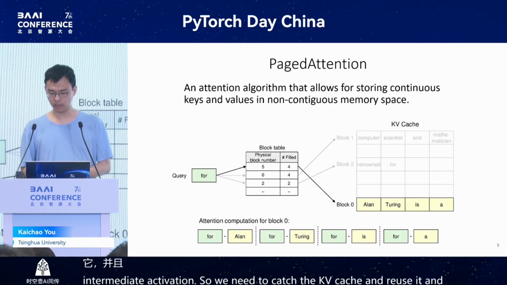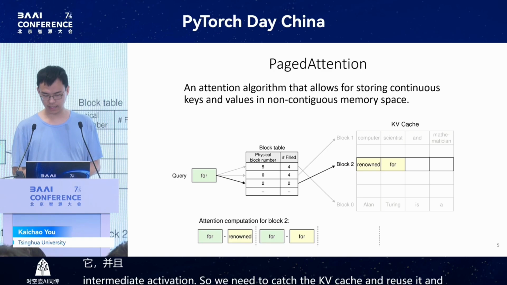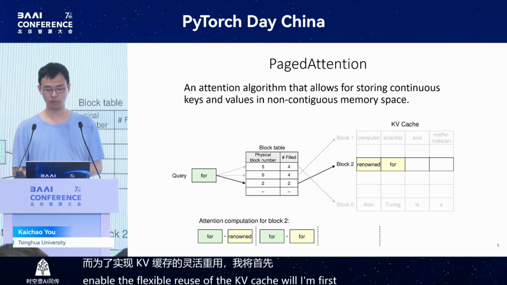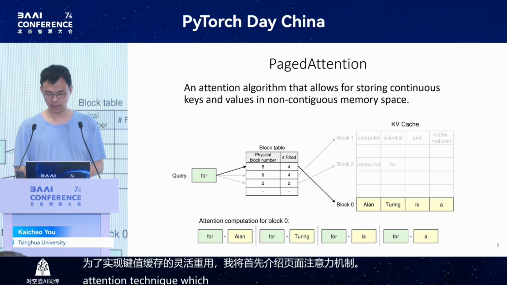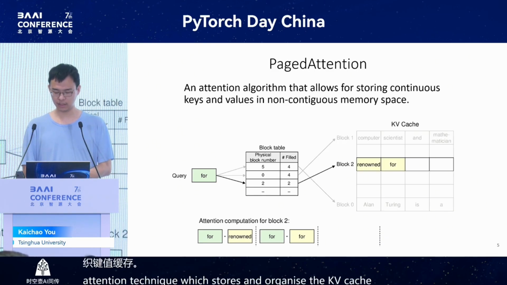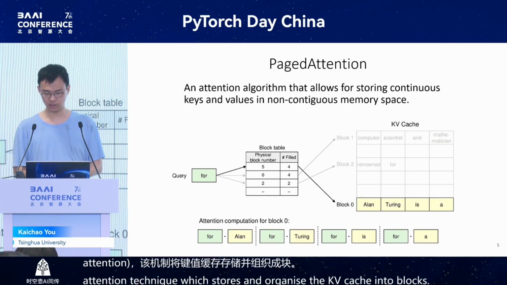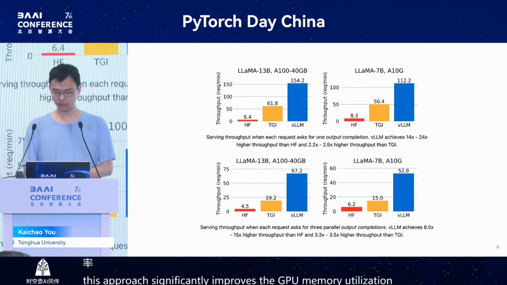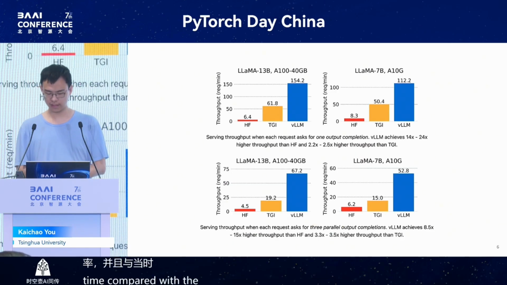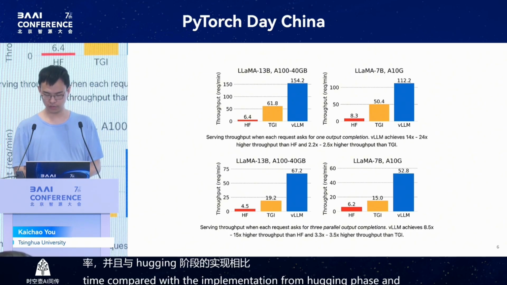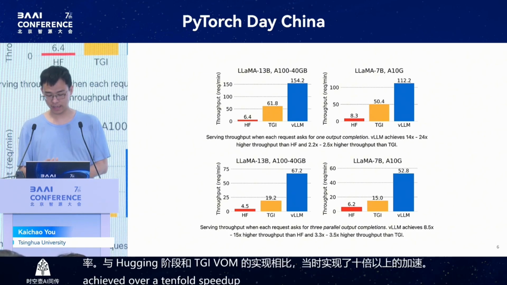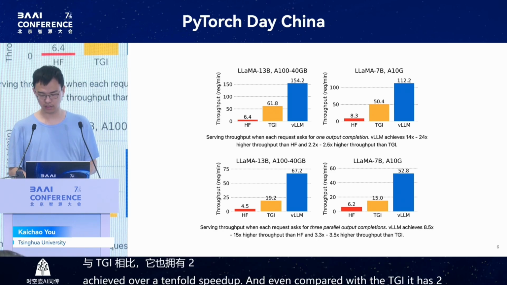And to enable the flexible reuse of the KV cache, we first introduced the PagedAttention technique, which stores and organizes the KV cache into blocks. And this approach significantly improves the GPU memory utilization. And at that time, compared with the implementation from Hugging Face and TGI, vLLM achieved over a tenfold speedup. And even compared with TGI, it is 2 to 3 times faster.